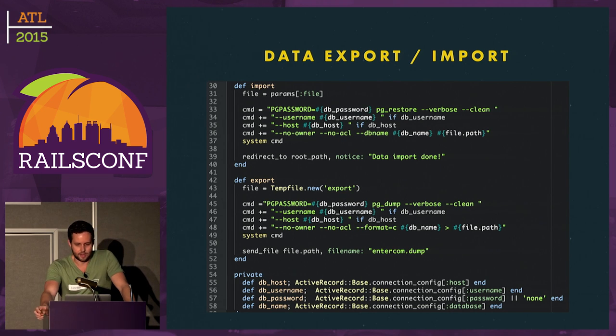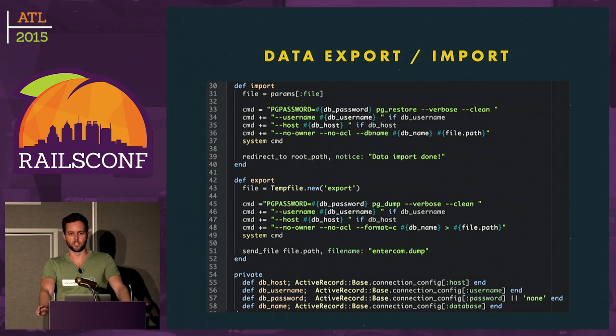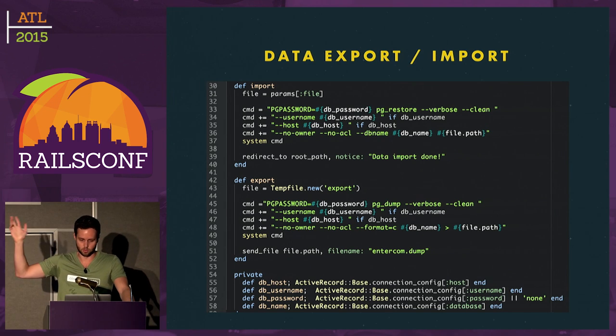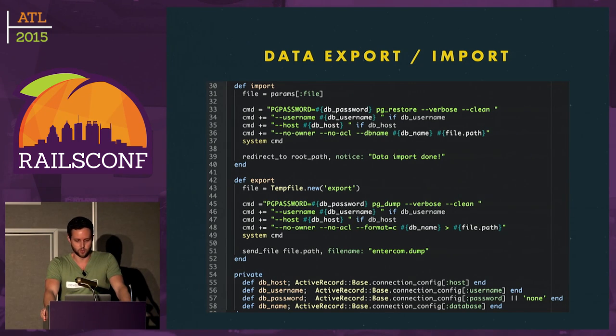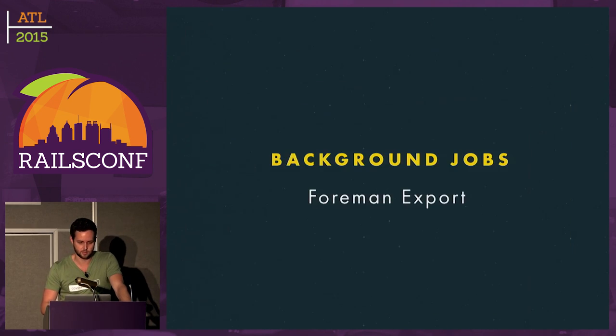All right, lastly is the data import and export management mechanism. So this is just a dead simple pg_restore and pg_dump. These are Postgres commands. This would be in a controller. So the first one is purely just taking whatever you spit at it and attempting to shove it into the database, and export is just giving you an entire dump. So nothing really tricky here, but it's definitely an important part of being able to upgrade between virtual machines.